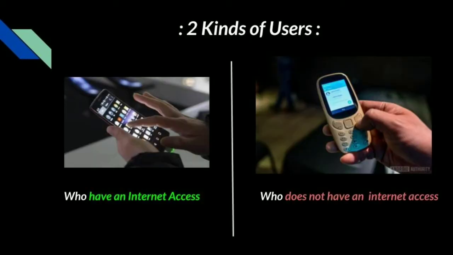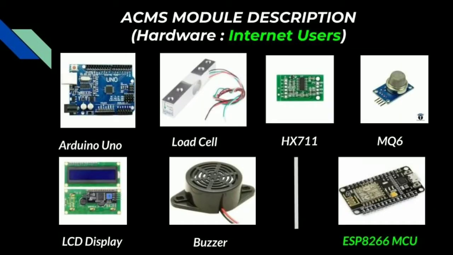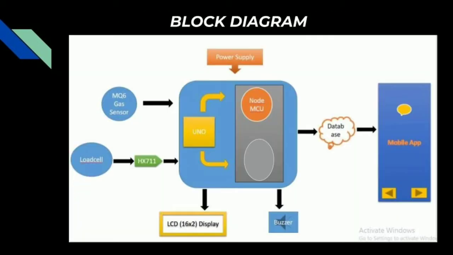The module will be addressing two kinds of users: the users who have internet access and the users who do not have internet access. This block diagram is for our internet users. As you can see, we have used an online database for the storage of the weight of the LPG gas cylinder and the leakage information of the cylinder.